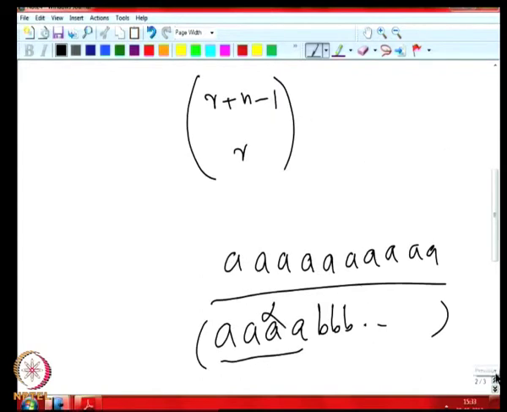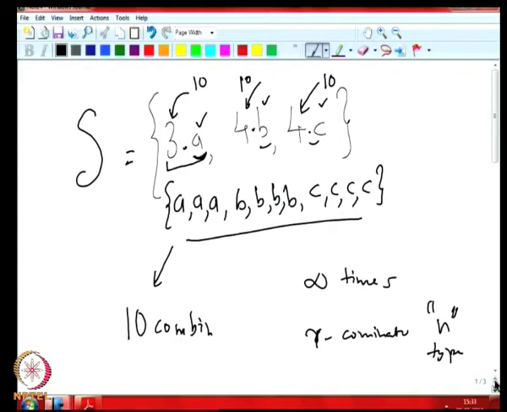But unfortunately here we do not have that facility. We have only 3 A's. In case you try to take more than 3 A's, the multiset will not have that many A's. So what will we do now? This is a new type of question.